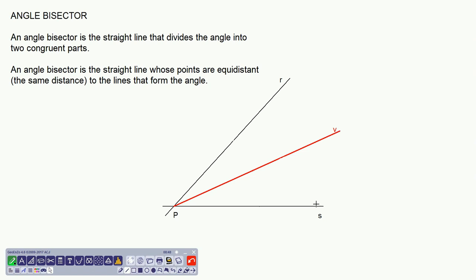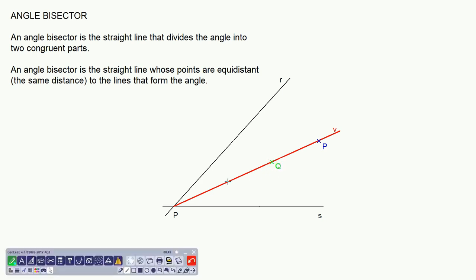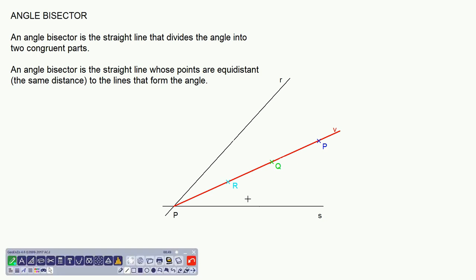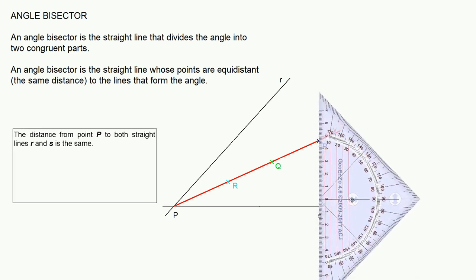If we have this line V as the angle bisector of the angle that straight lines S and R form, let's check this property, and we're going to check it with 3 points: point P, point Q, and point R. If we find out the distance from point P to line S and R, the distance will be exactly the same.